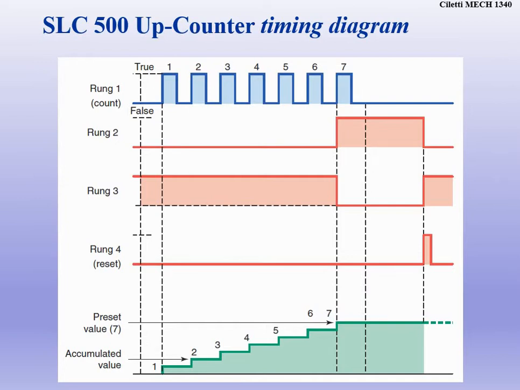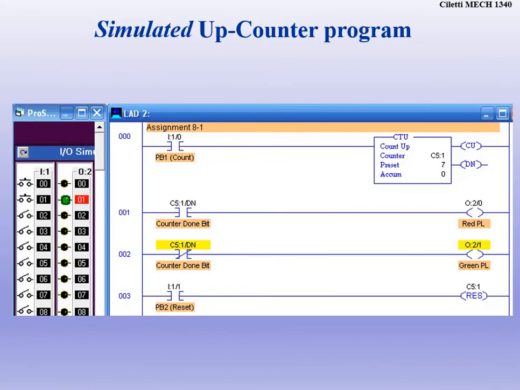Rung 2 is going to go to 0 because that means we're going to be counting. And rung 3 will have the green light back on. And then we'll be waiting for the push button to be pressed again. And we would start the process all over. And this is what it would look like in your Allen-Bradley software as it simulates and goes through.